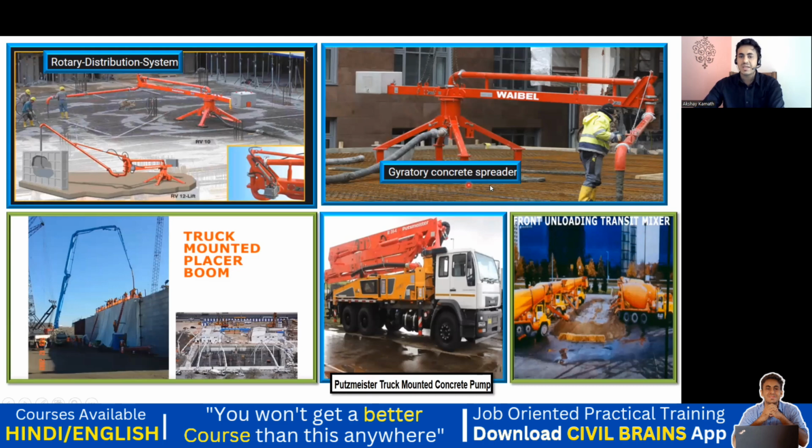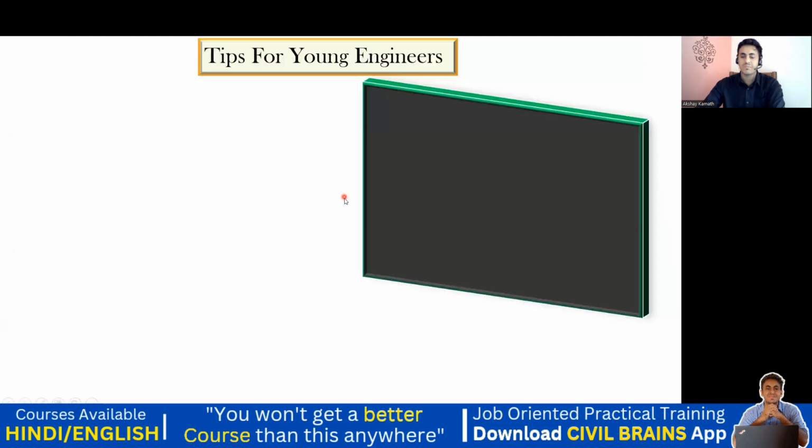This is called a gyratory concrete spreader. That means your concrete pump is attached to this, and with the help of this, keeping this stationary, you can rotate it anywhere you want, and you can place the concrete, right? So all these things are different ways of transportation or placing of concrete. Of course, we have already seen the transit mixer.